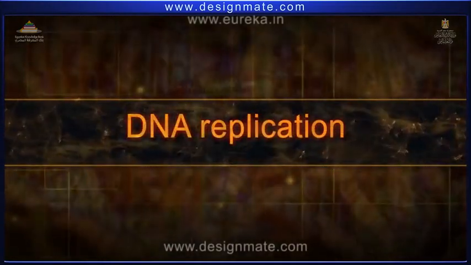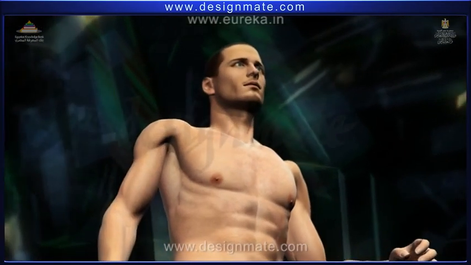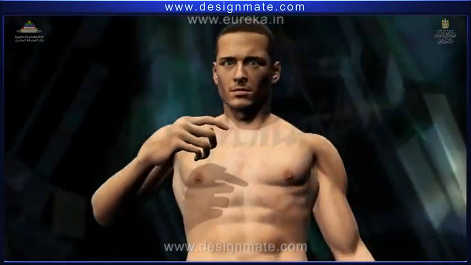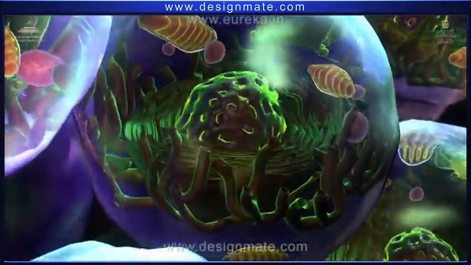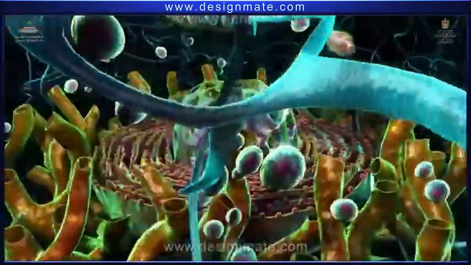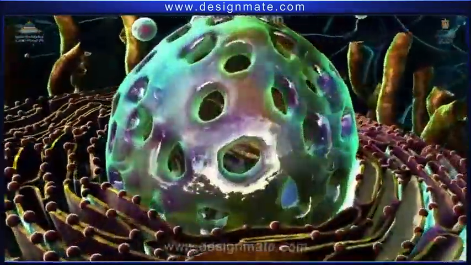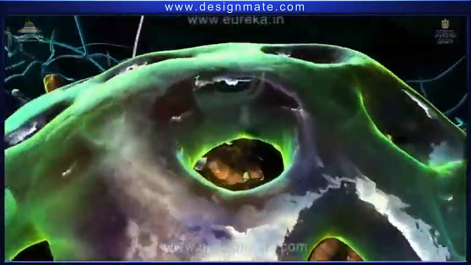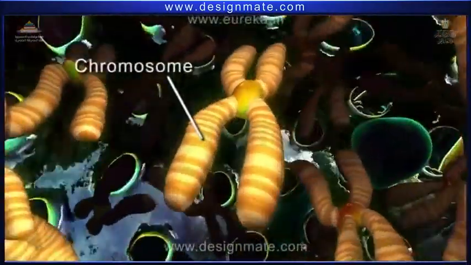DNA replication. Objective. In this topic, we will learn about the structure of DNA and the replication process. The human body is made up of numerous eukaryotic cells. An internal view of a cell shows a centrally located nucleus. When we move inside the nucleus, we find the chromosomes. A zoomed-in view of a chromosome reveals the DNA.